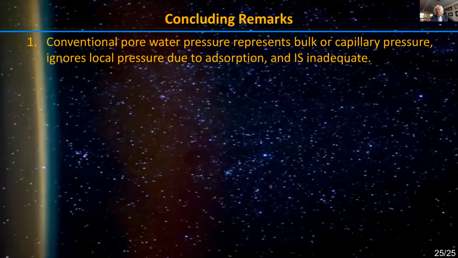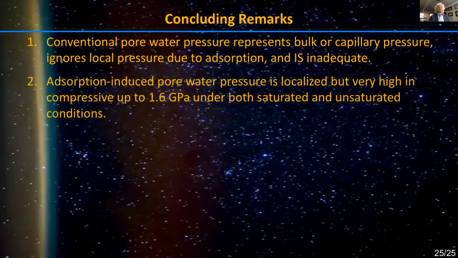And finally, I'd like to make a conclusion for my talk today. I will summarize in a few points. The conventional pore pressure that we know we can measure and use in practice is bulk pressure, or we call it capillary pressure. It basically ignores the local pressure due to adsorption. And it is inadequate, as I showed you, since some of the soil properties very much depend on that.